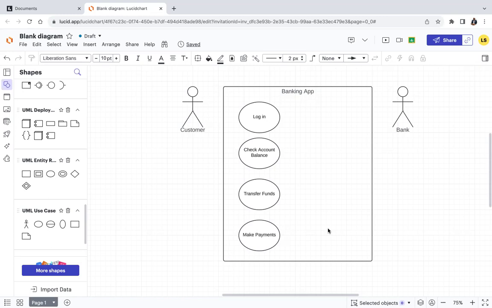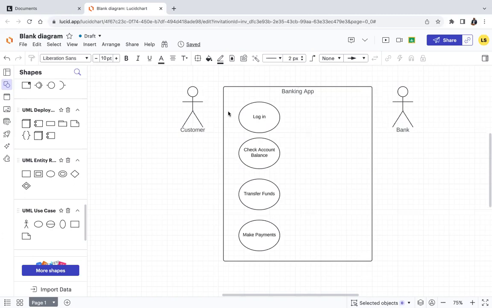Then we now go to what we call relationships as another component of the use case diagram. When we talk about relationships, a relationship helps to show the interaction between the use cases and the actors. How do actors interact with the system, and what do they do?